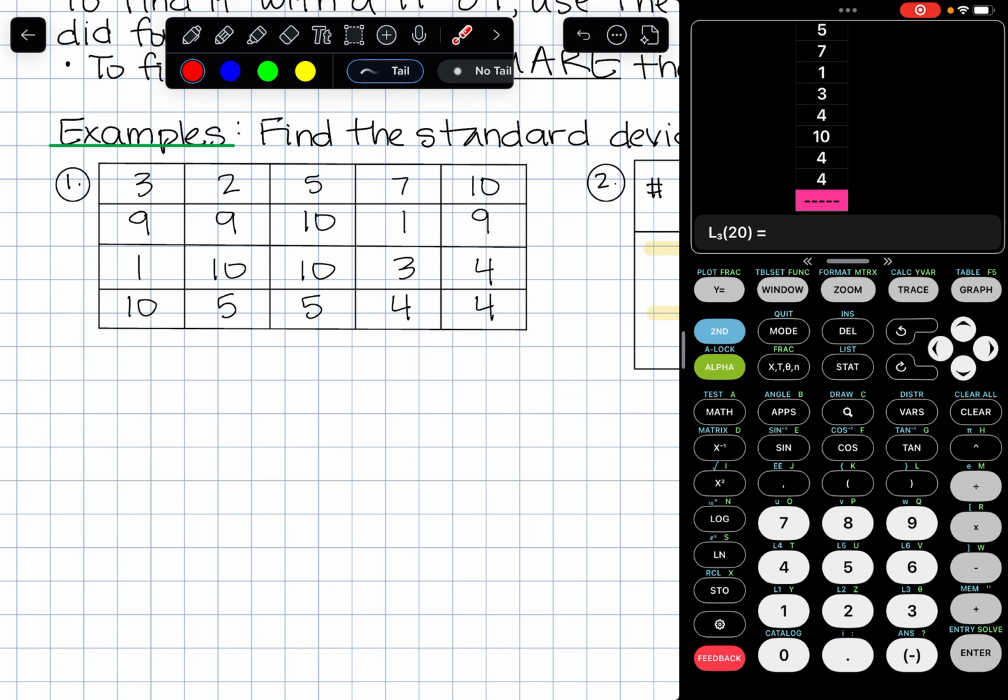And I missed a data point again. Oh, I missed a 9. 10, 9, 4, 4. There we go. I keep missing 9s.